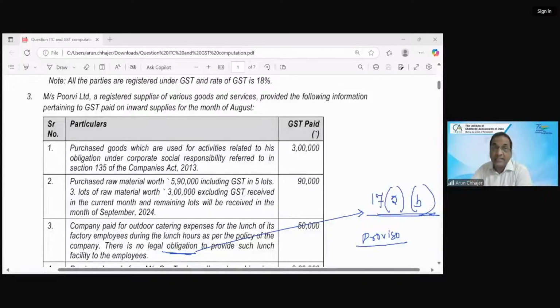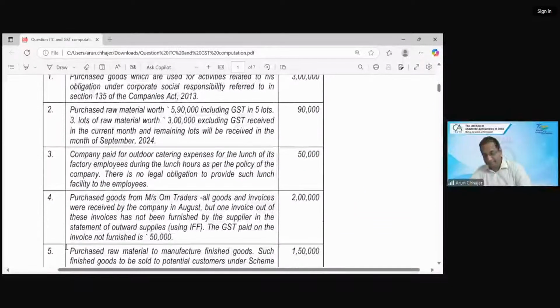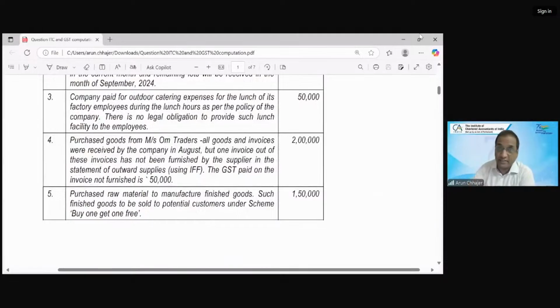Now, it is company policy does not work, and therefore no ITC would be available. Very nice. You are not giving any ITC to this organization. It is not correct, yeah. Kindly give some ITC.